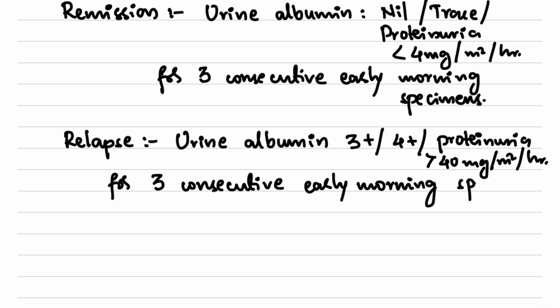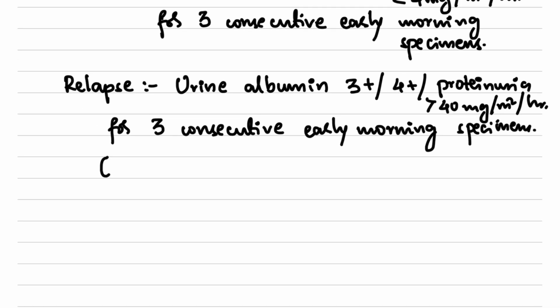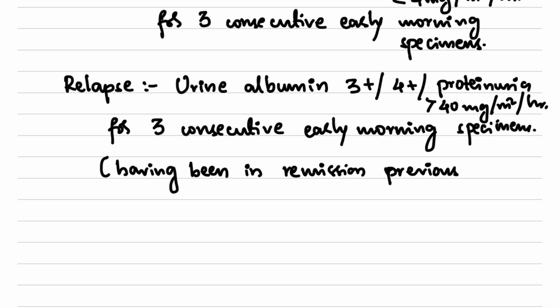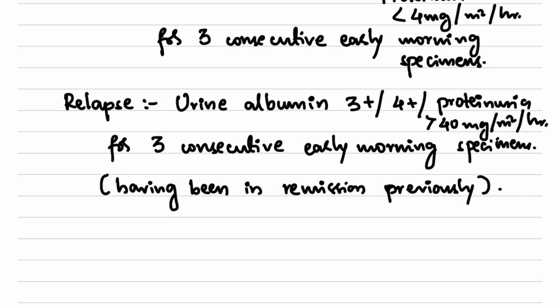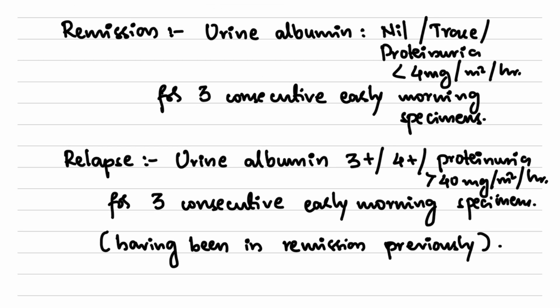And this child should have been in remission previously, because if he hasn't been in remission, then we can say that he has not been cured the first time also. We can say that the child is in relapse whenever there is urine albumin of 3 plus or 4 plus, or proteinuria is more than 40 mg per meter square per hour for 3 consecutive early morning specimens, and the patient should be in remission previously. So these are the definitions for remission and relapse.